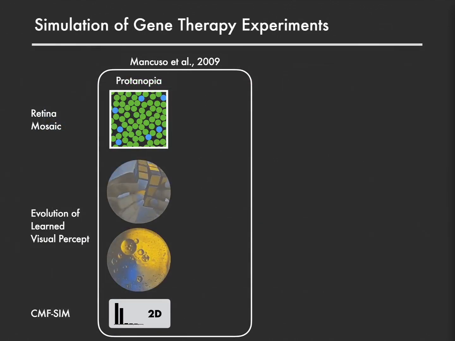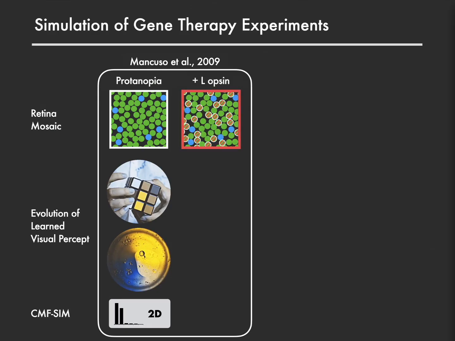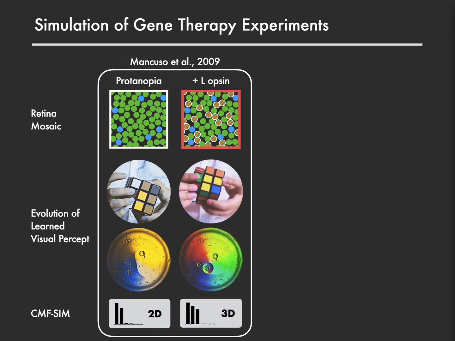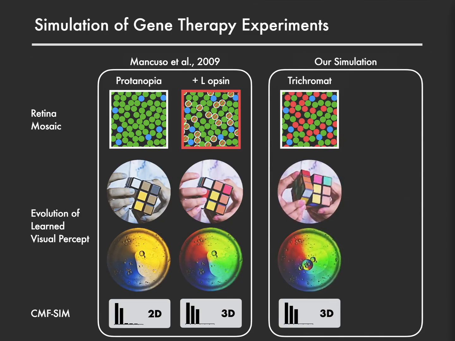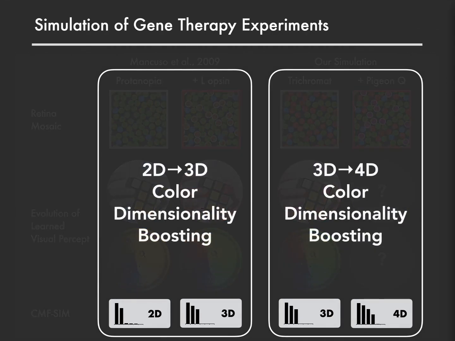What about the gene therapy experiment? We first simulate dichromatic protanopia retina, let the model converge, and then we simulate the addition of L opsins. As soon as readaptation or relearning kicks in, the model converges to 3D color vision. And in this work, we also simulate boosting human trichromats to tetrachromacy by adding a fourth cone type. And we verify that the model converges to 4D color vision. And we have 2D to 3D and 3D to 4D color dimensionality boosting simulation results.